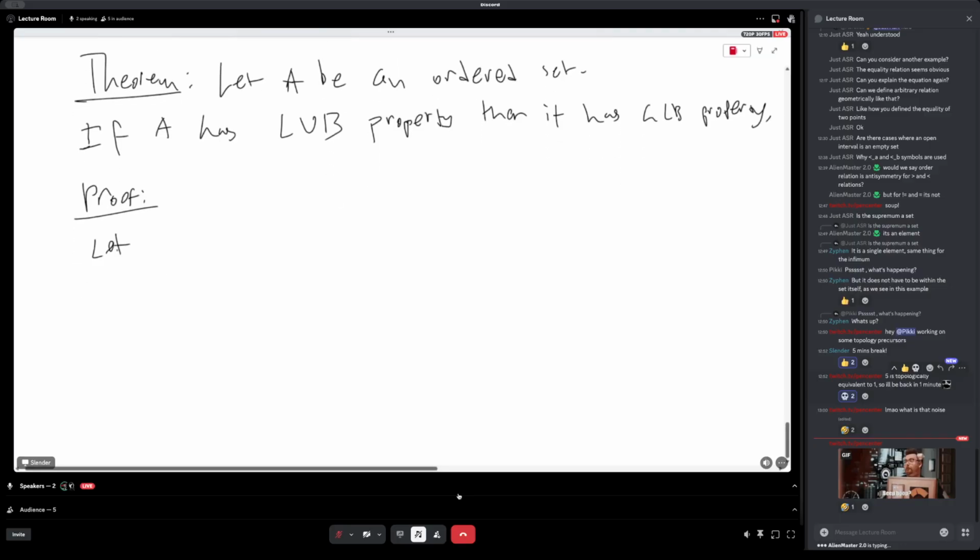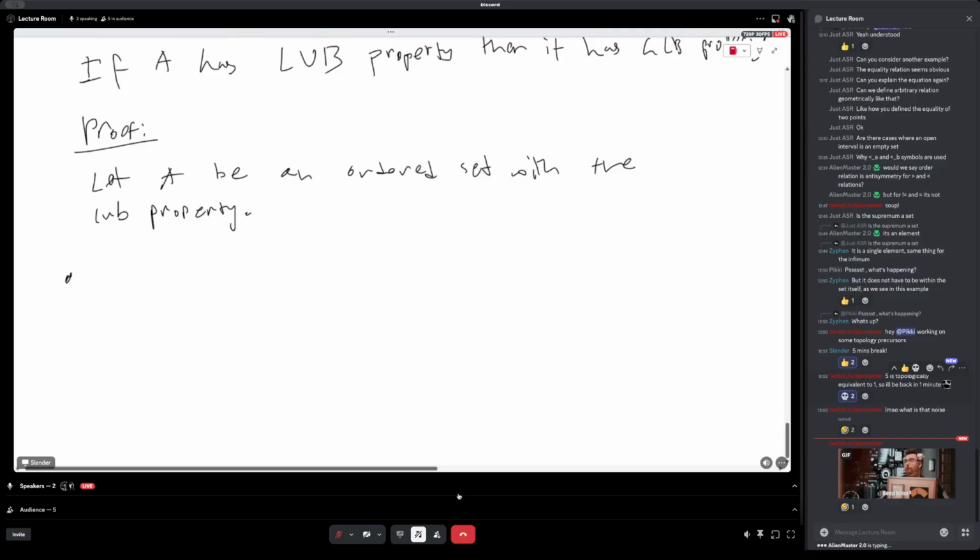So let A be an ordered set with the least upper bound property. Firstly, let B be a non-empty subset that is bounded below.